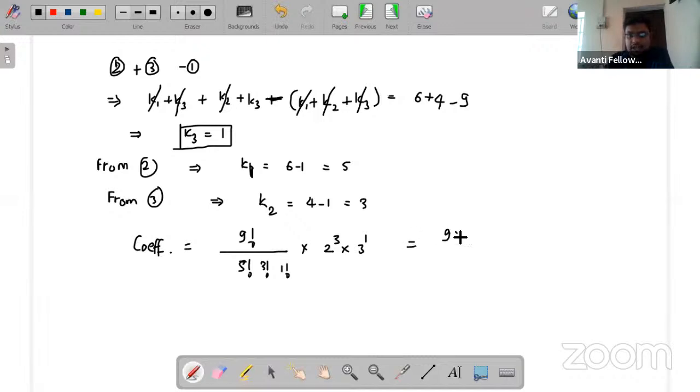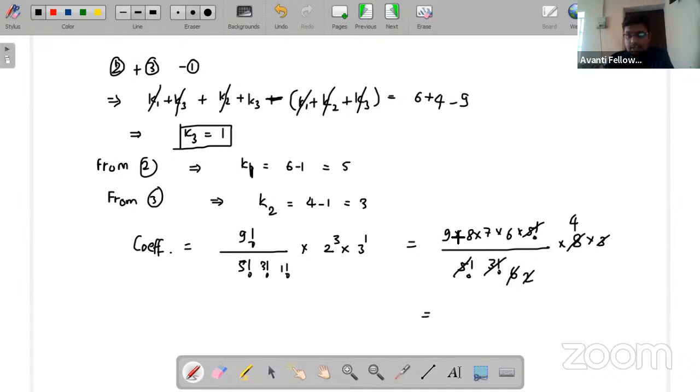So 9 factorial I can write 9 into 8 into 7 into 6 into 5 factorial. Why am I writing 5 factorial? Because in the denominator 5 factorial is also there, so it can get cancelled. So 2 power 3 is 8 and into 3. So this is basically 6. So 6 2s are, sorry, 3 2s are 6. 5 factorial cancelled. And I can also cancel 2 4s are 8.